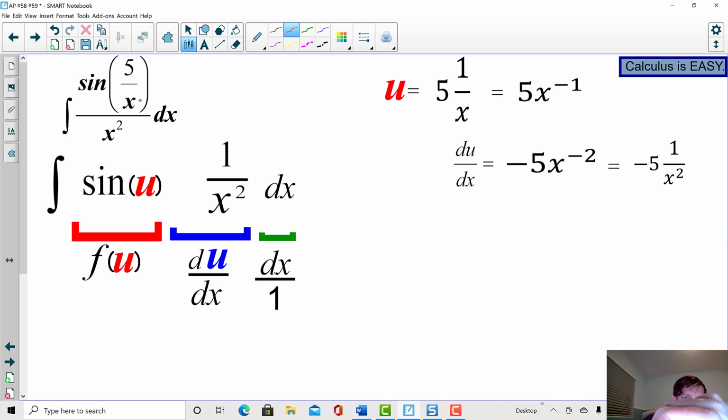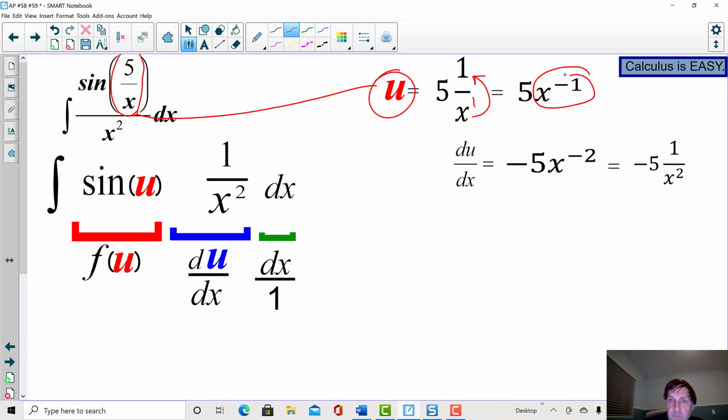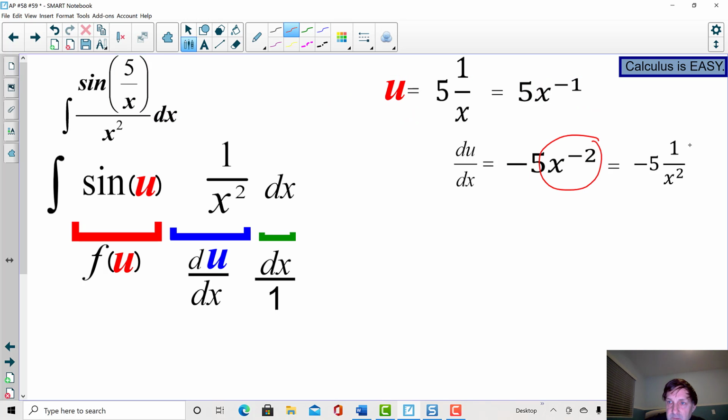Okay, here's our last one. We're going to choose 5 over x for our u. 5 over x is kind of like 5 times 1 over x. And if it's x to the power of 1 on the bottom, we can move it up, and it will become x to the power of negative 1 on top. So we're rewriting it a little bit, and now we can do the derivative. The negative 1 will come down, and the new power will be negative 2. And x to the negative 2 is the same thing as 1 over x squared, but that's going to be our du dx. We want negative 5 times 1 over x squared, and that'll be our du dx.